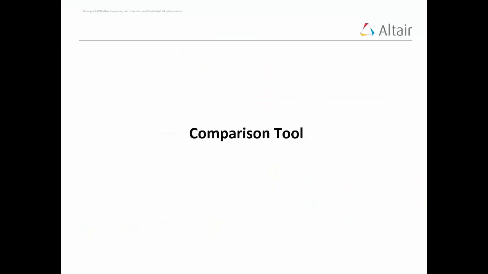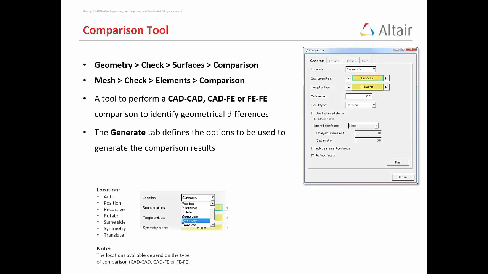The next tool I want to show is the comparison tool. And the comparison tool is also new in HyperMesh 13. The purpose of this tool is to perform a model-based CAD to CAD, CAD to FE, or FE to FE comparison between two models or two selections of entities. This is very useful when, for example, you want to find geometrical differences between two models.